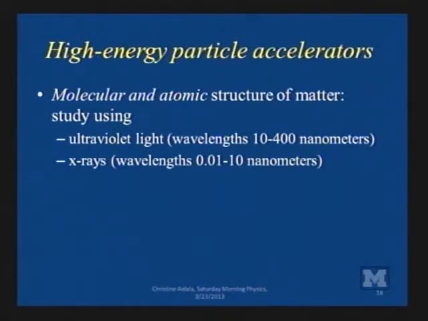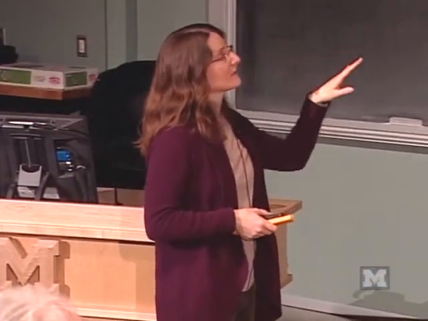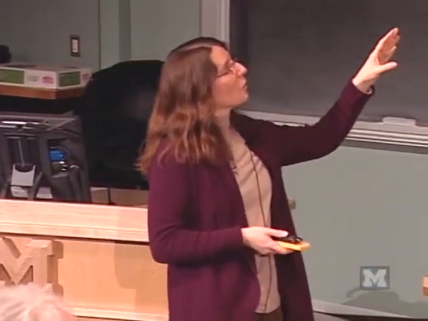So why do we have high energy particle accelerators? Well, to step back a second, the molecular and atomic structure of matter can be studied using ultraviolet light. The wavelengths of ultraviolet light are about 10 to 400 nanometers. When you hear a lot about nanoscience, a lot of it is studying the structure of matter at the atomic and molecular level, because nanometers, billionths of a meter, are about the scale of atoms and molecules. Also X-rays, which are a little bit higher in energy, so a little bit smaller objects, you can study using X-rays. They have wavelengths of 0.01 to 10 nanometers, so billionths of a meter.